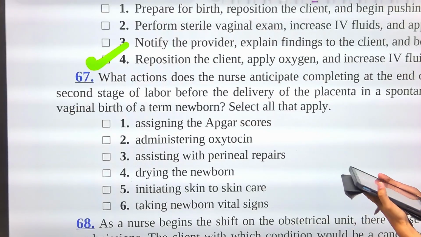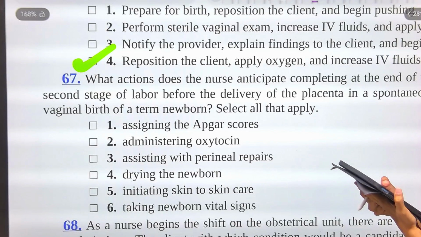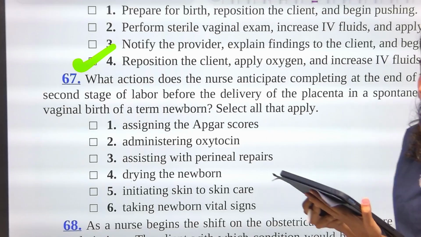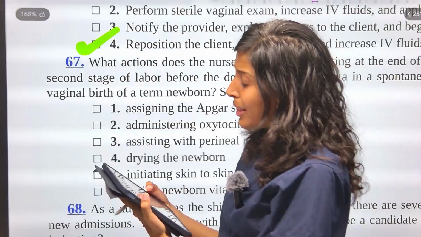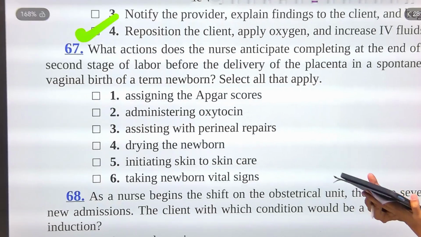What action does the nurse anticipate completing at the end of the second stage of labor before the delivery of the placenta and spontaneous vaginal birth of a newborn? It's a SATA question. You have to choose more than one option. So what can be the right answers?